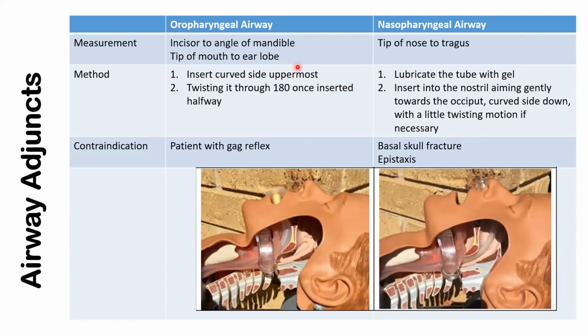Then we go for the NPA, the nasopharyngeal airway. The nasopharyngeal airway is also to provide a passage for the airway. However, it is contraindicated in patients with basal skull injury.